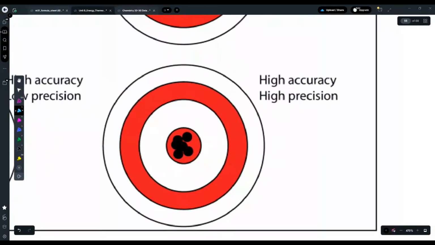Okay, now what high accuracy and high precision would look like is all of our darts hit the area we're aiming for, so the bullseye, and they're all right close in the same spot, so that would be high precision.